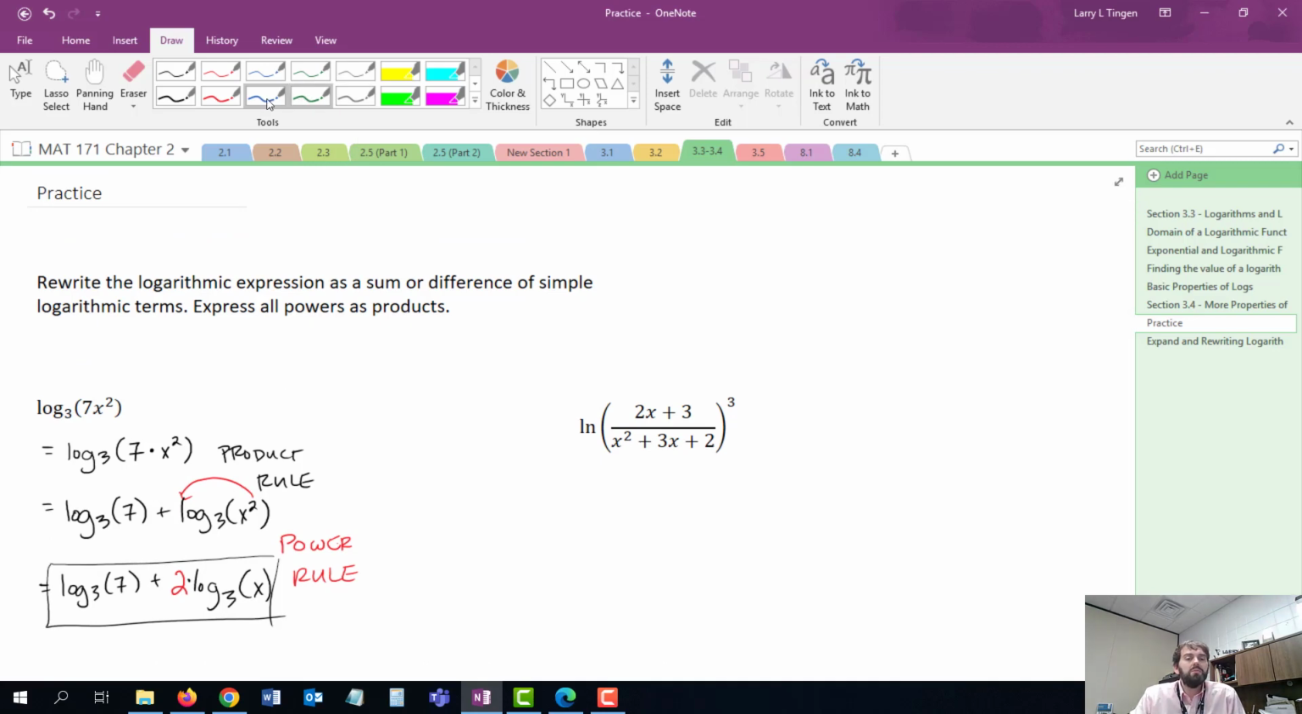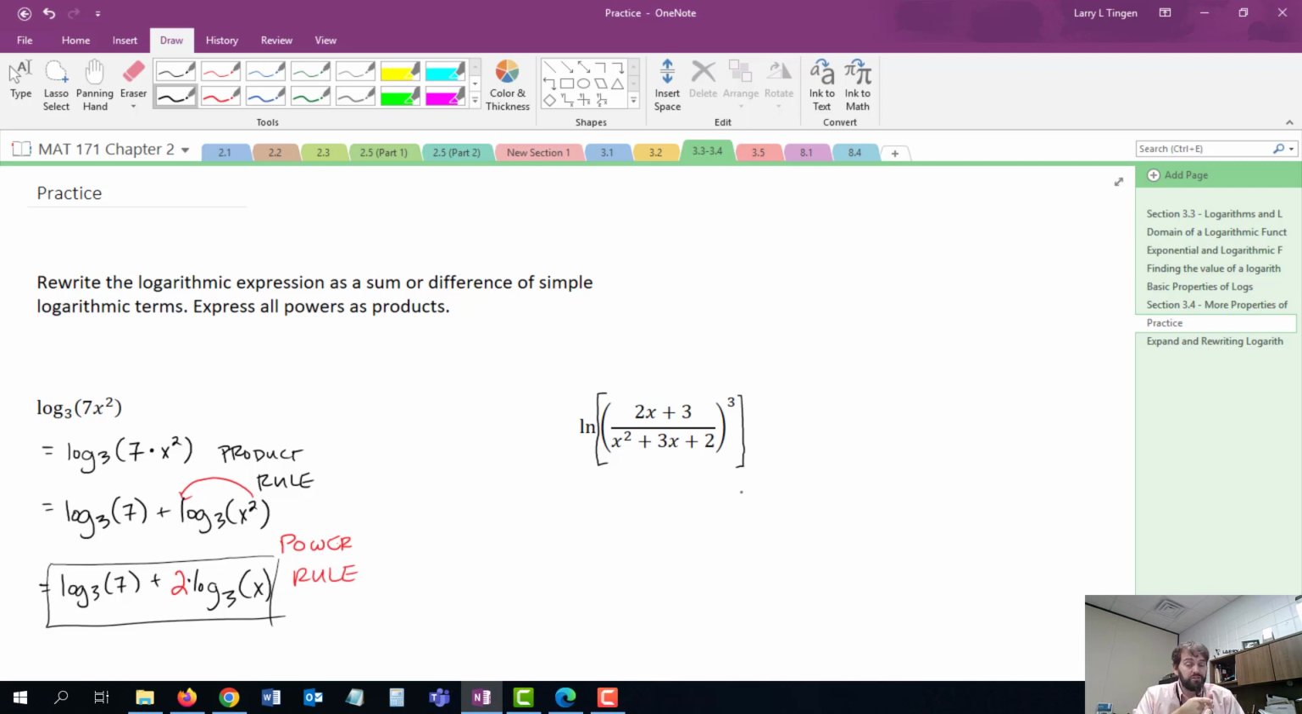When I wrote the problem into the notes, I was not very specific with my brackets here, so let me just drive home the point. This is the natural log. Everything in there is raised to the third power. All right. So what is the outermost? What's going on in this problem for the outermost?